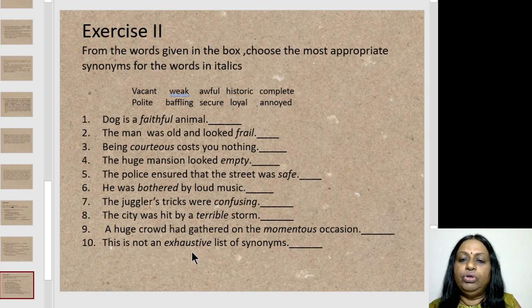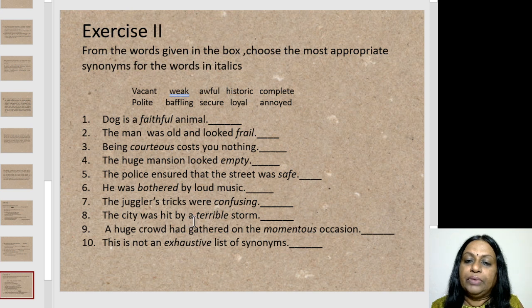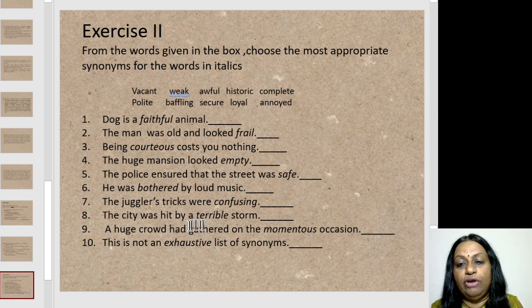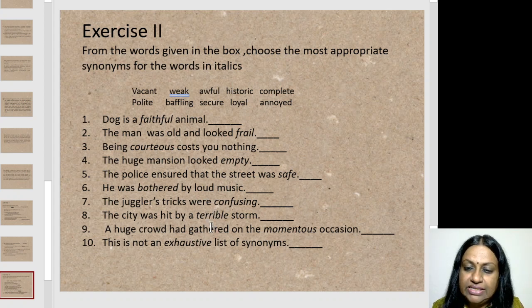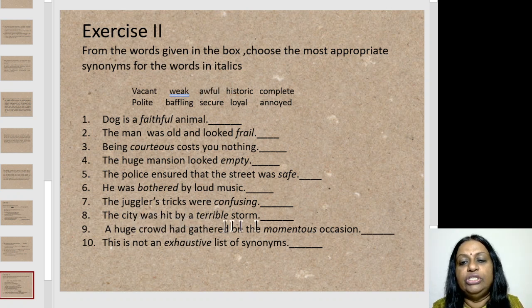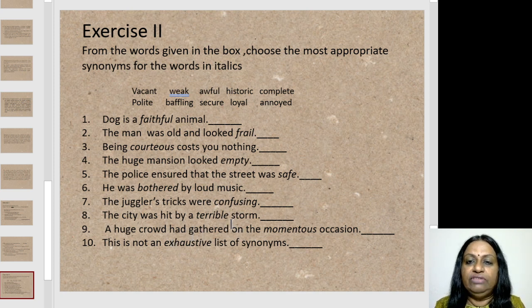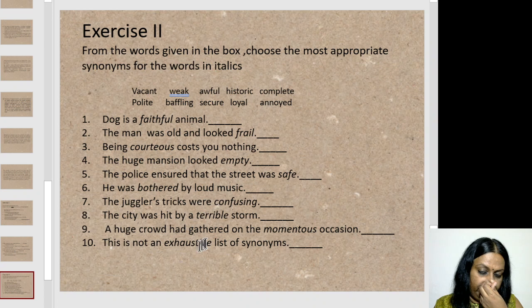So we may have to make a change here for the article. A terrible storm is okay, but an awful storm. So we need to take care of those things also. While substituting with the synonym, we are using the word awful, and awful will take an. So the city was hit by an awful storm. But a terrible storm is correct. But when you substitute it with awful, we need an awful storm.